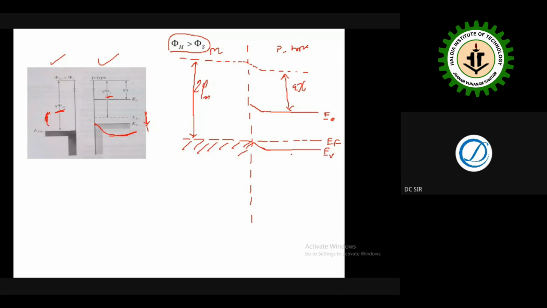In this case, for holes, this is the downhill. So they easily move from the p side to the metal side and vice versa. So this contact is nothing but non-rectifying. So you see, when phi m is less than phi s and we make a junction between metal and n-type, it behaves as non-rectifying or ohmic. And when phi m is greater than phi s, a metal and p-type junction behaves as non-rectifying.